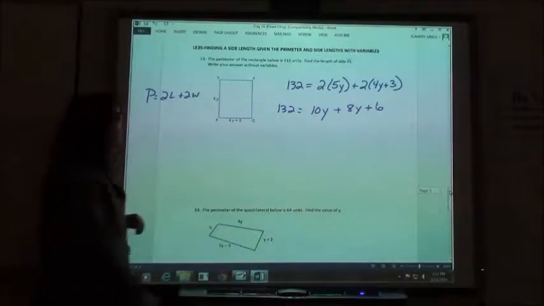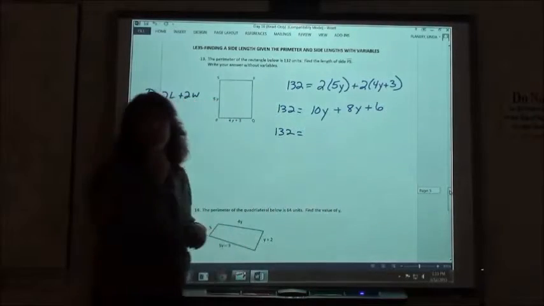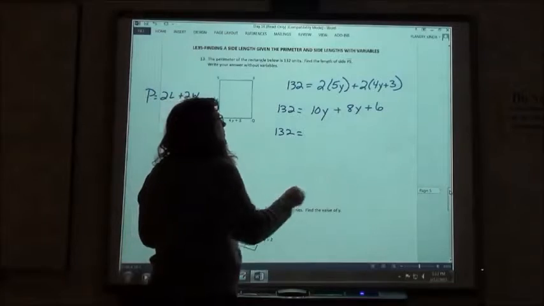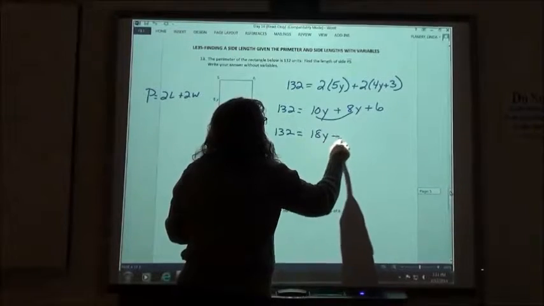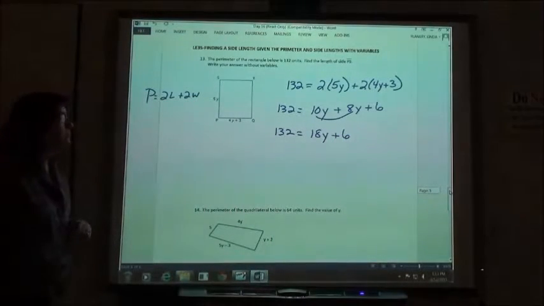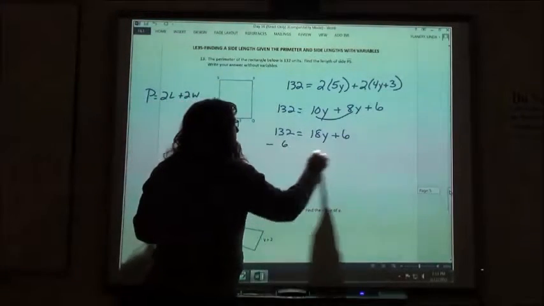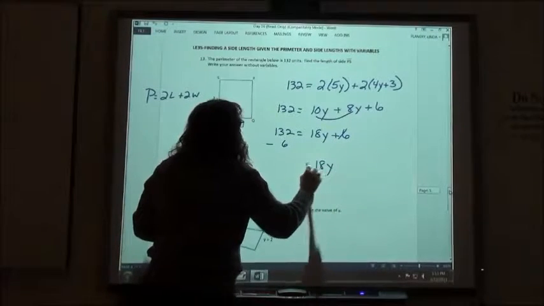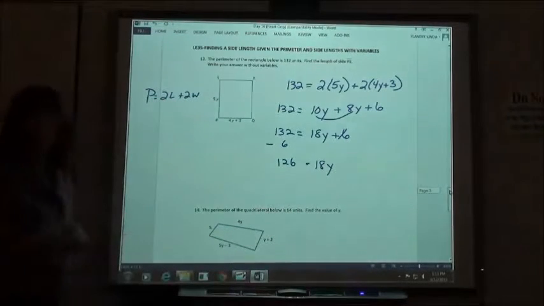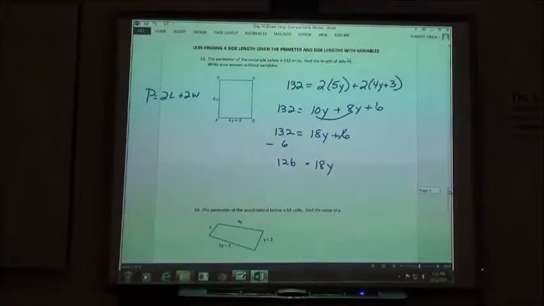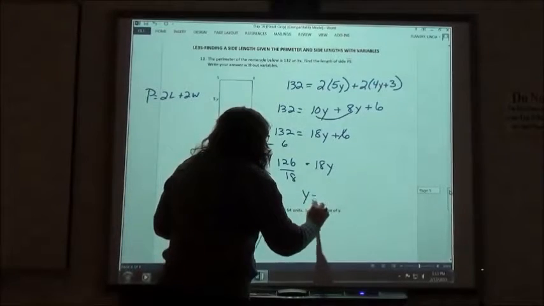And so adding my like terms, I'm going to get 132 equals... Do we drop that? No, we don't drop that down and subtract it, right? Well, we will in a minute, but first we're going to do that. Okay, so 18y. 18y plus 6. And now we're going to move that 6 over, right? So subtract the 6. 18y equals 126. And then I'm going to divide by 18. What is y going to equal?